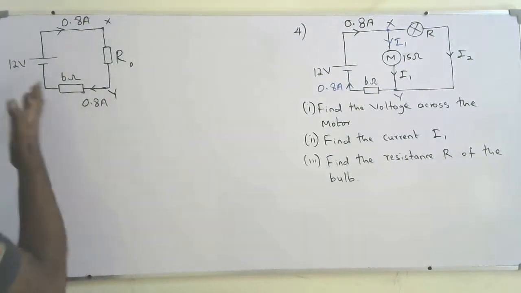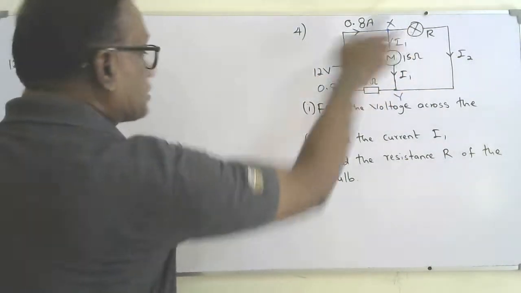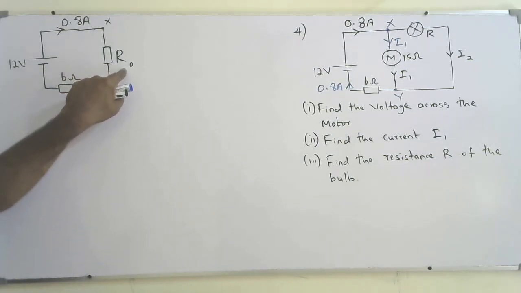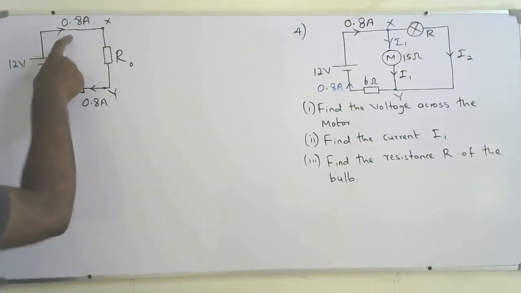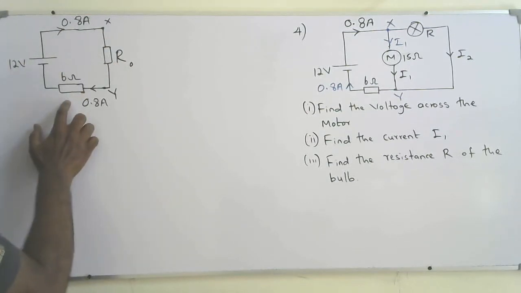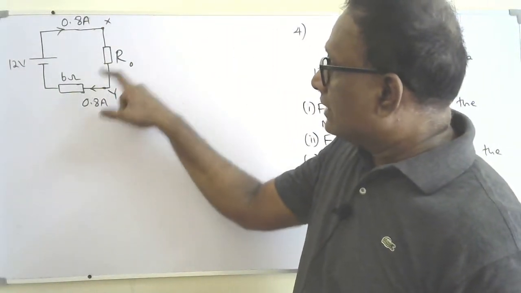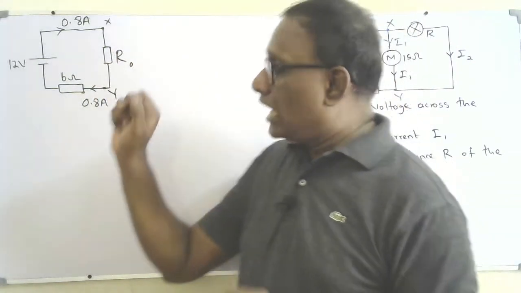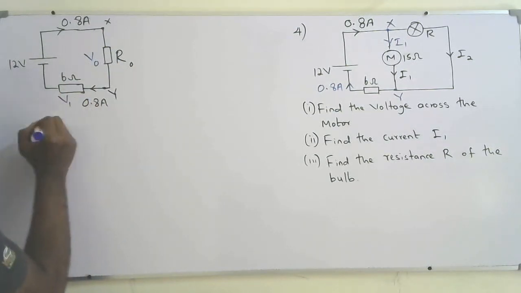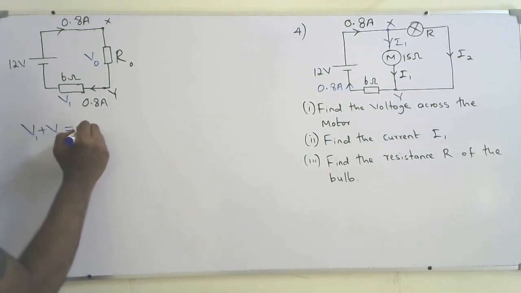After I connect it, you can see that there are no junctions or branches between the 6 ohm and the equivalent resistance R naught. Therefore, 6 ohm and R naught are in series, right? If they are in series, the same current, the 0.8 ampere coming out of the power supply, will flow through both. According to Kirchhoff's second law, the addition of the voltage across this and this must be equal to 12. If I call the voltage across R naught V0, and this voltage V1, then V1 plus V0 is equal to 12 volt.